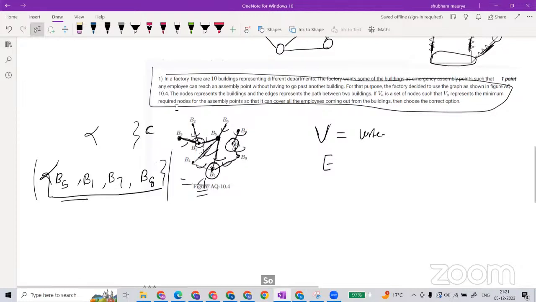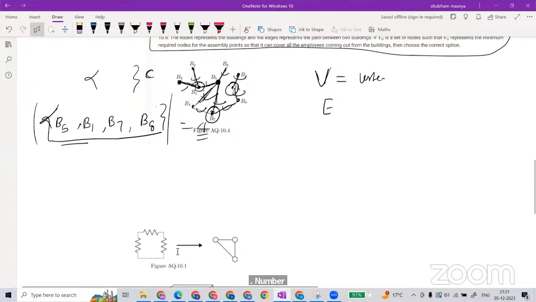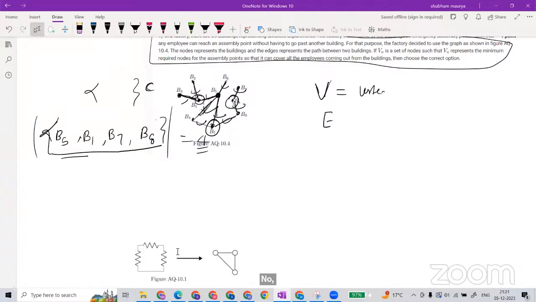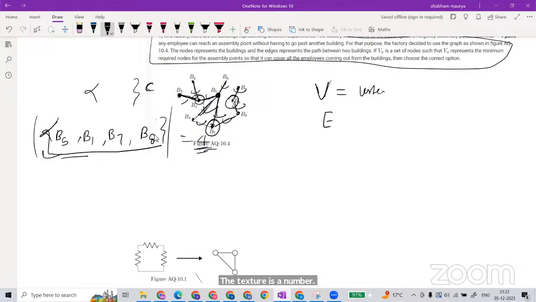Sir, in a graph there could be different vertex covers? The minimum vertex cover size is going to be a number, so that is always going to be unique. The set, whatever I am talking about, could be different, so it may not be a unique set, but the number is always fixed. If it is 4, then however you count, since you want the minimum number of vertices, the number is always unique. In this case, it is 4.